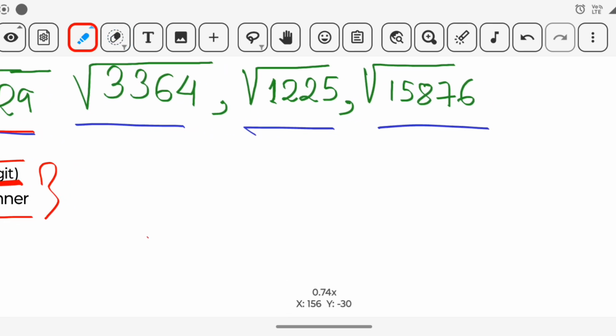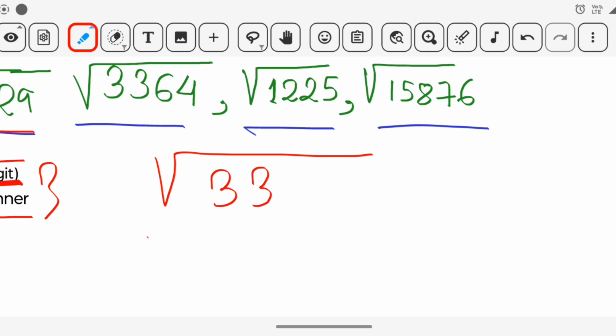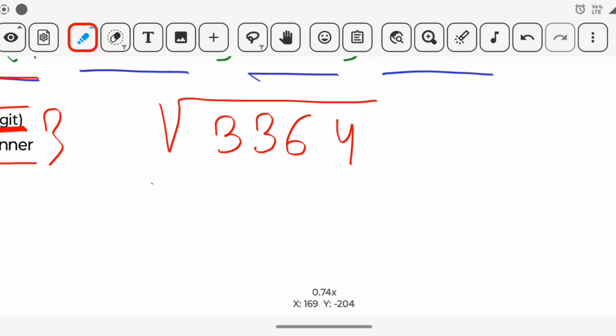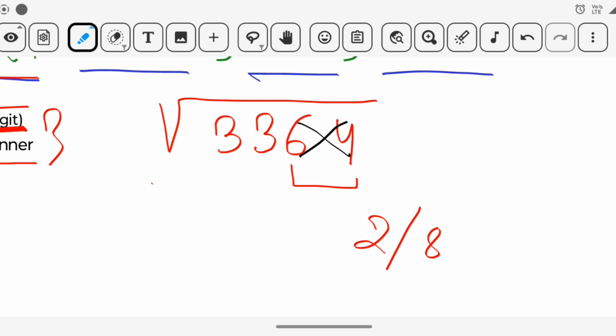So next is square root of 3364. Easy. So this is the face. So we have chances of 2 or 8, because 2 square is 4, 8 square is 64. There is also 4 here. So now this job is done. So let's erase it. So now focus on this 33.